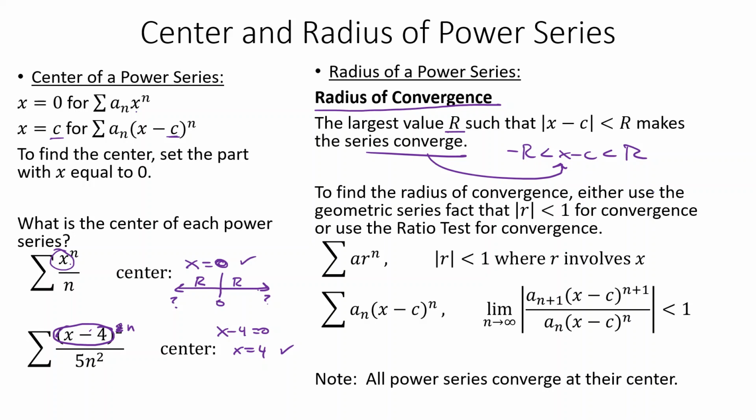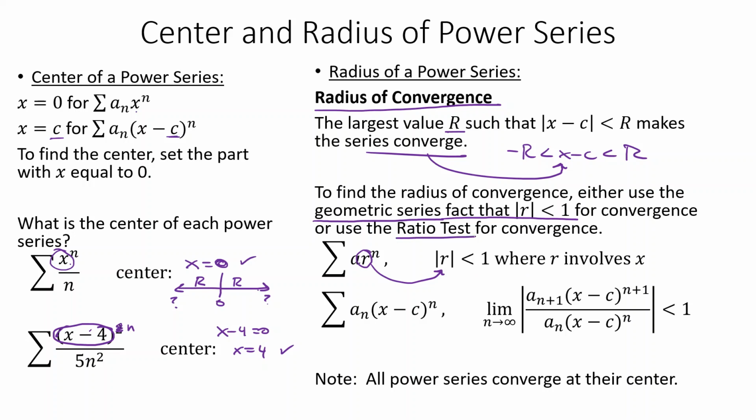All right, so to find the radius of convergence, we have two ways we can go about doing it. Either we can use the geometric series. If it looks like a geometric series, the absolute value of r has to be less than or equal to 1. So we set what's raised to the n here less than or equal to 1. And we might have to move some numbers over, but that'll get us our radius of convergence.